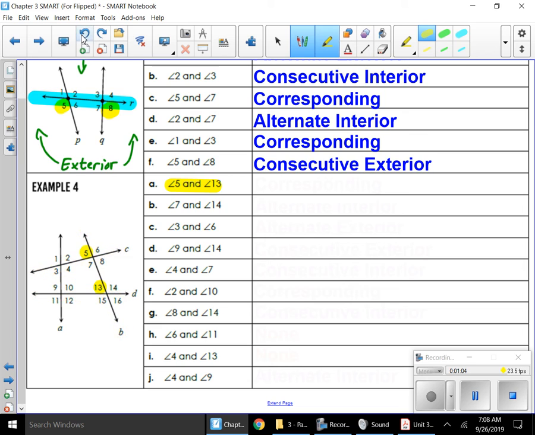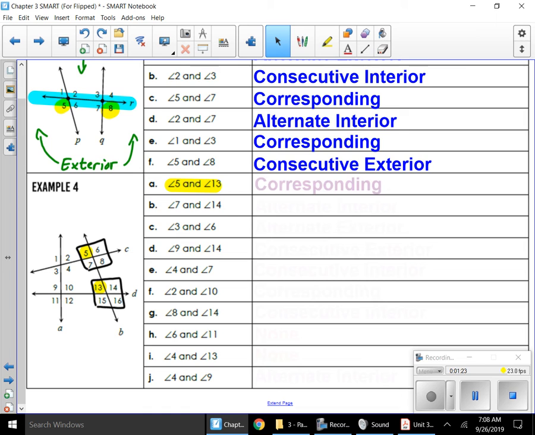So with respect to that transversal B, they're on the same side, but one is interior and one is exterior. The vocab word for that is corresponding, because they're in the same position relative to each other. They're both in that top left corner. Those are our corresponding angles.